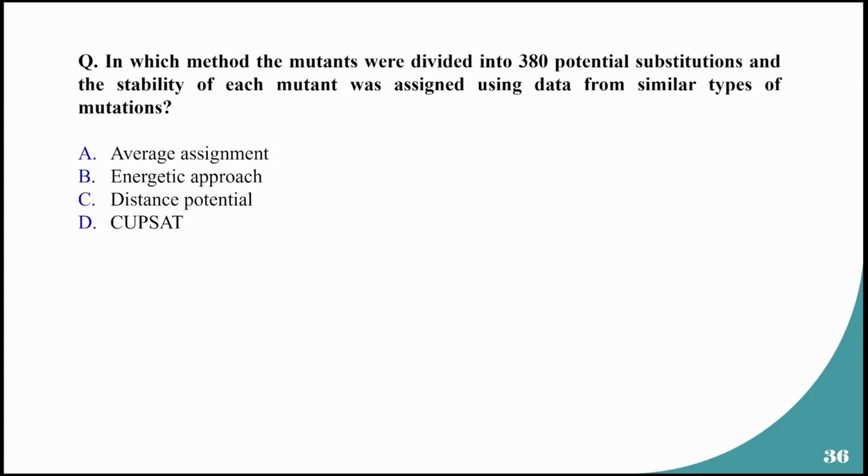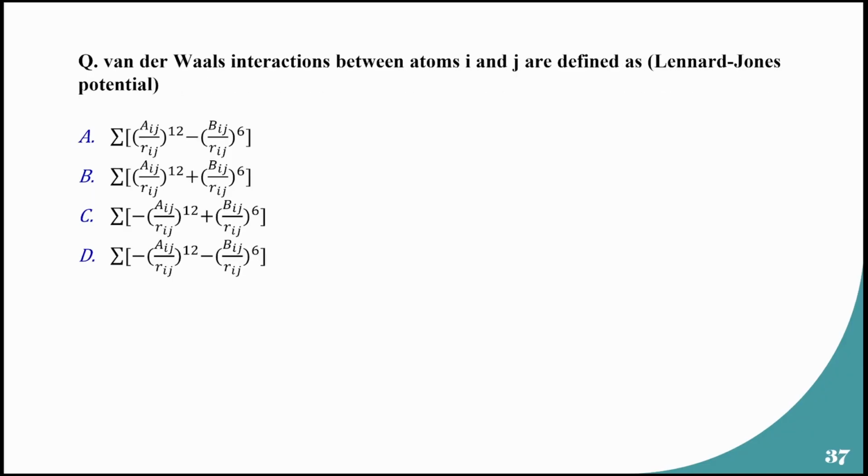Yeah. So here again, the question was asking that the mutants were divided into 380 potential substitutions, and the stability of each mutation was assigned using data from similar types of mutations. Of course, we know that this is the average assignment method, right? A 20 times 19 matrix or bins, you can think of it. Okay. So that was one thing.